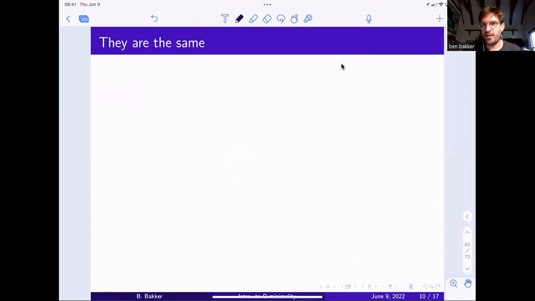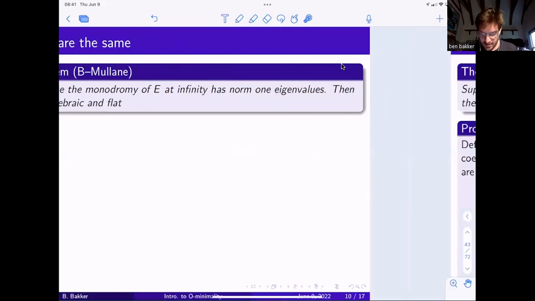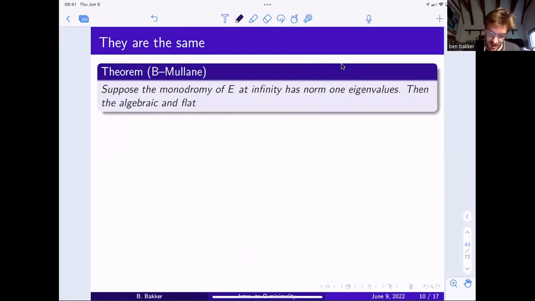However, there's an important set of cases in which they are the same. So this is important enough to be a theorem. And here's the precise condition. Suppose the monodromy of this flat vector bundle at infinity has norm 1 eigenvalues. Then the algebraic and flat definable manifold structures are equivalent. Copy this, post it on subsequent slides.